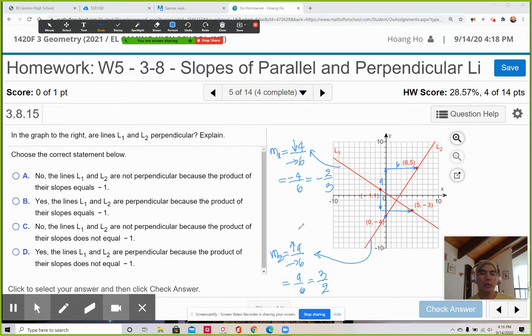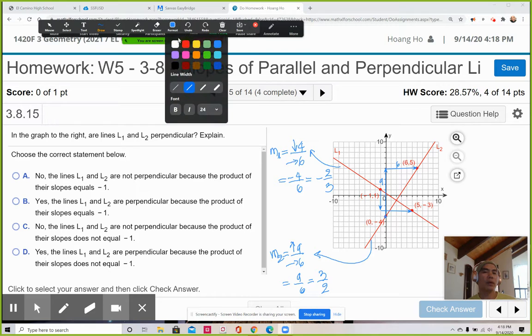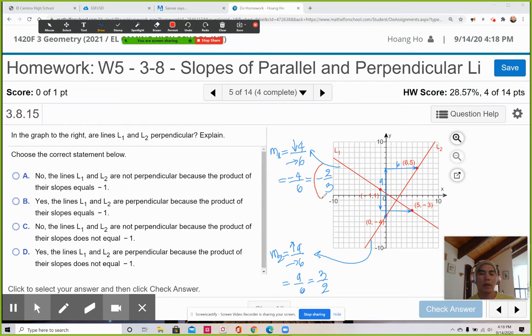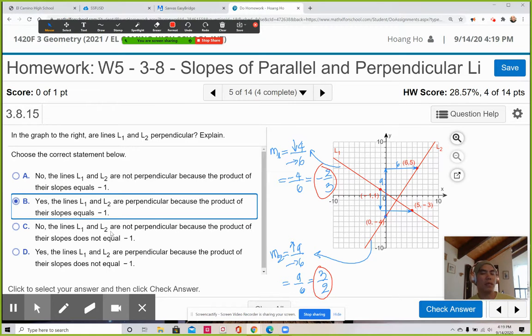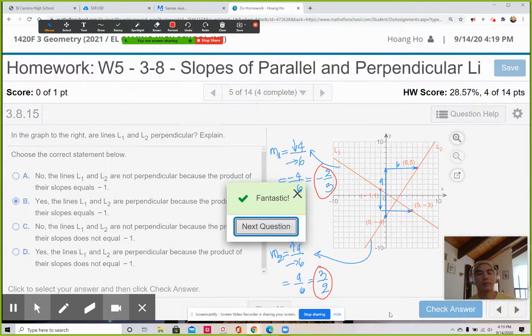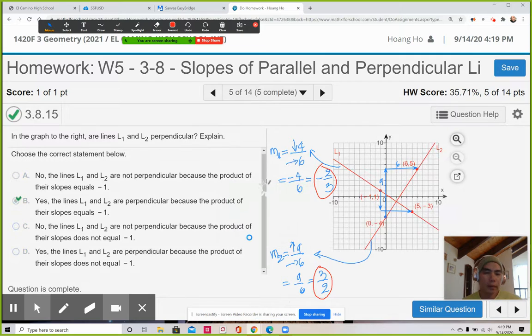So you see these two slopes are opposite and reciprocal. Negative 2 over 3 and 3 over 2. When you take these two slopes and multiply, they should be equal to negative 1. So yes, the two lines are perpendicular, the product of the slopes equals negative 1. So the option is B.